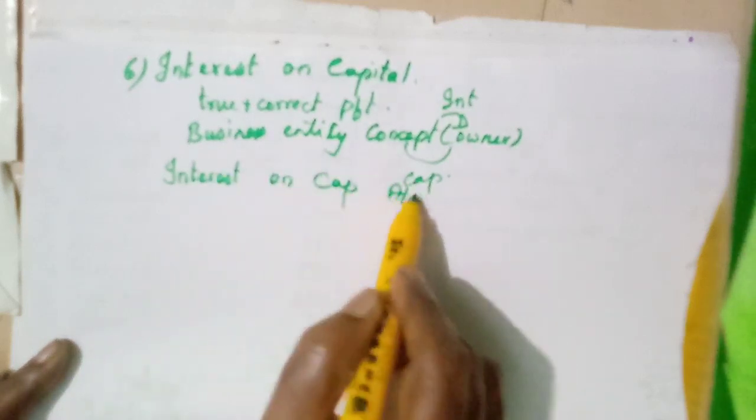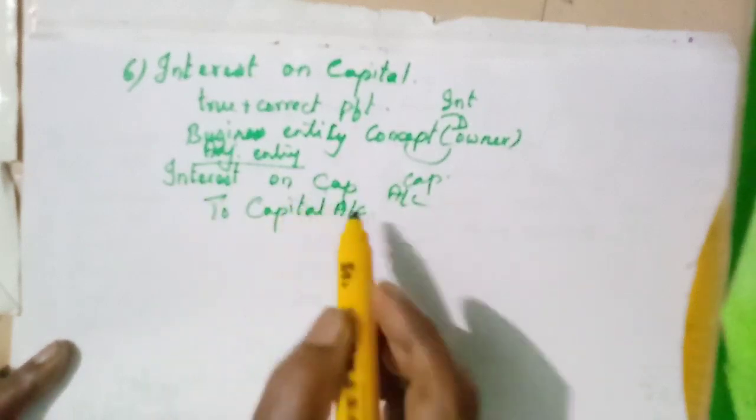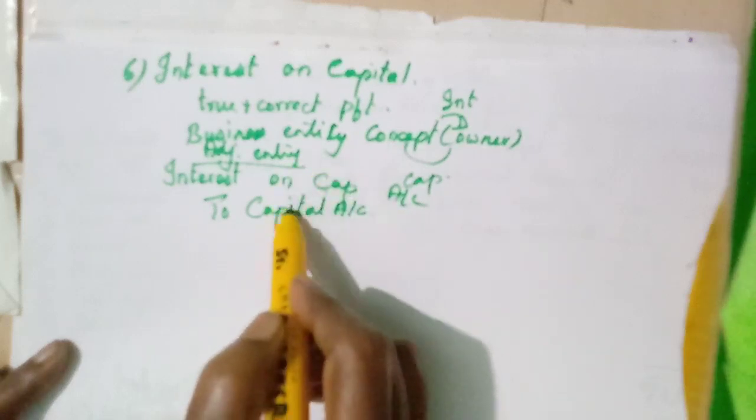Since the business is paying interest, we have to prepare the journal entry. Interest on capital is an expense, so we need to debit interest on capital account. This is the adjusting entry. Interest on capital account debtor to capital account. Because interest on capital is an expense and this amount will be added along with the capital. That is, we are again crediting the capital. So we can write interest on capital provided.